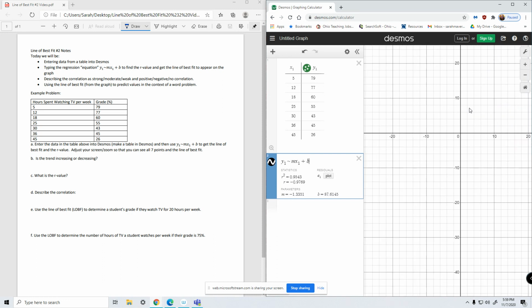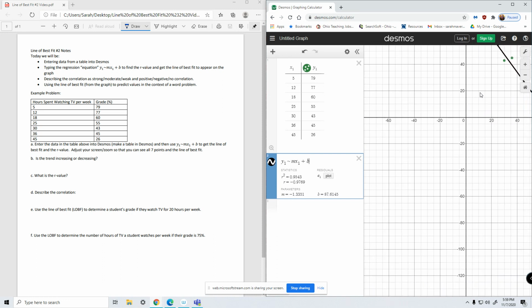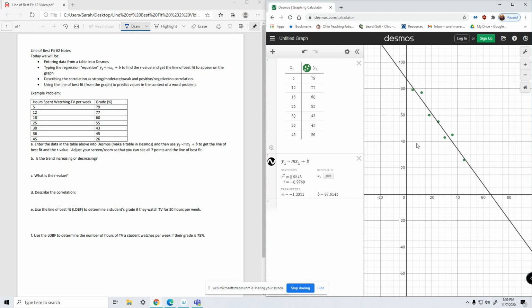Just like you do in any other app on your device, you can zoom in or zoom out. Make sure you can see all the points on our graph. So if I've zoomed out enough here to where I can see all of my points, this black line that is near those points is my line of best fit. So I've taken care of part A here, which is entering in all the data in the table, entering in my regression equation, and getting my points and my line. The rest of these we can answer using everything that we see in Desmos.